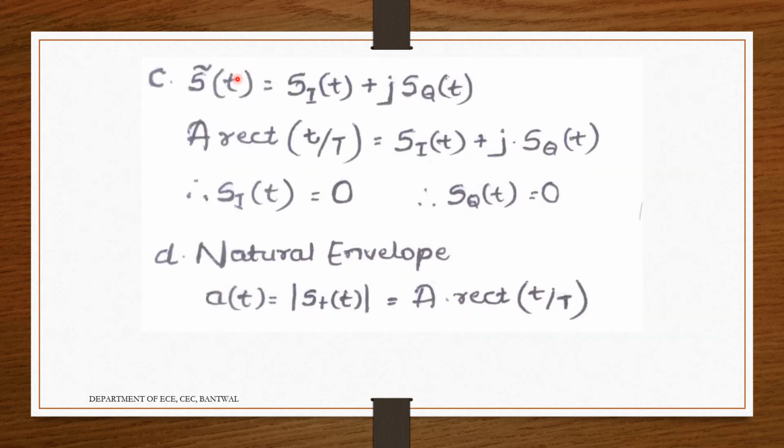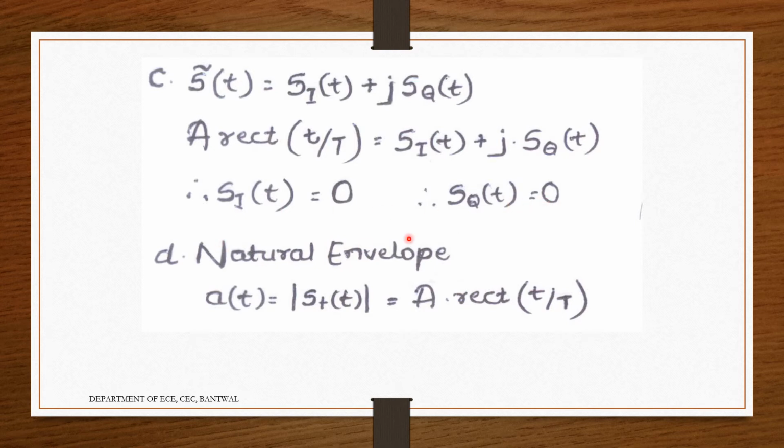Now s cap of t is equal to, we need to find the quadrature-phase and the in-phase components. So s cap of t is equal to Si of t plus j Sq of t. That is nothing but A into rect of t by T equal to Si of t plus j Sq of t. So this will become the magnitude. We don't have any quadrature-phase component, so it will become 0.